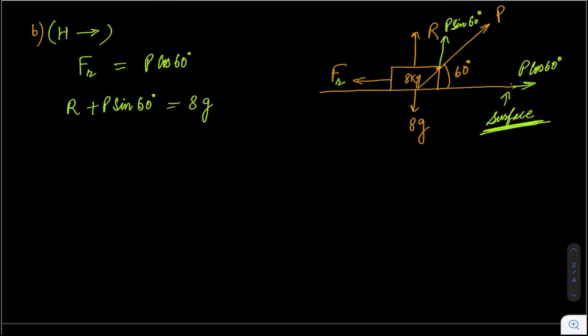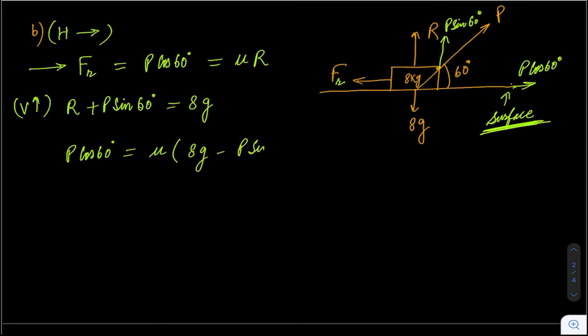Now, if you want P to be maximum, as you can see from the first equation, then obviously friction force should be maximum. And what's the maximum friction force? Mu times R. So we know this, coefficient of friction into reaction force. So we can substitute the value of R. What I'm getting is P cos 60 degrees is equal to mu into R. What is R? R is nothing but 8g minus P sin 60. So this is my equation.